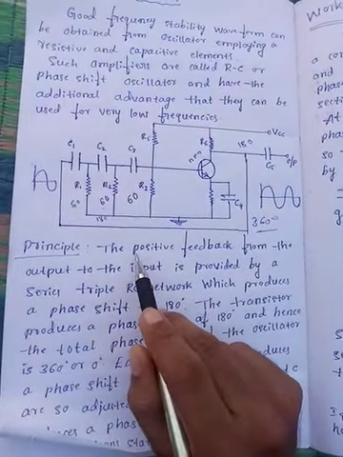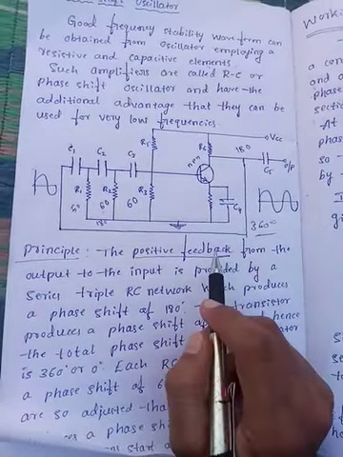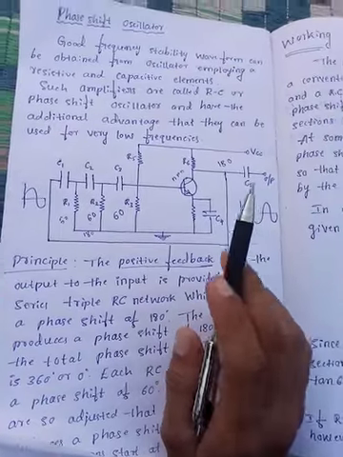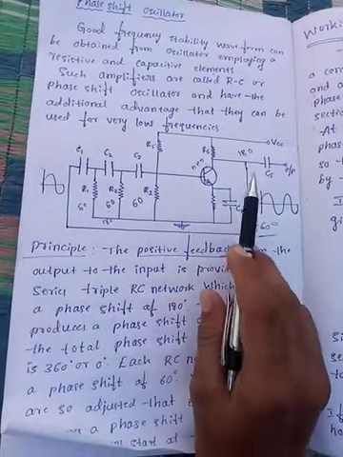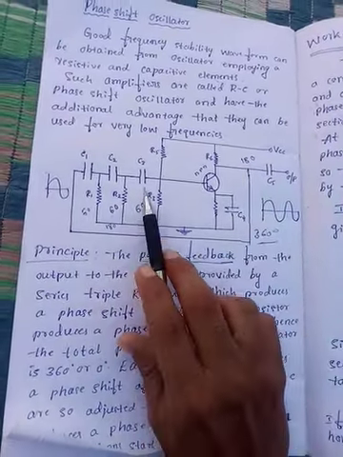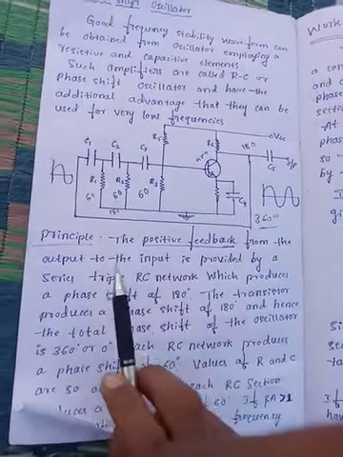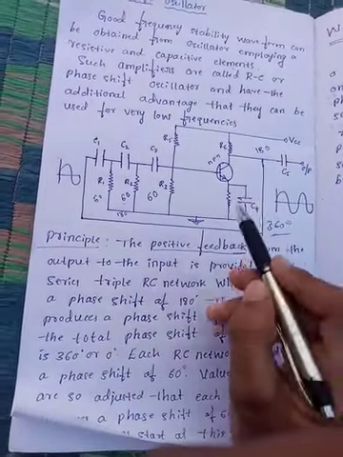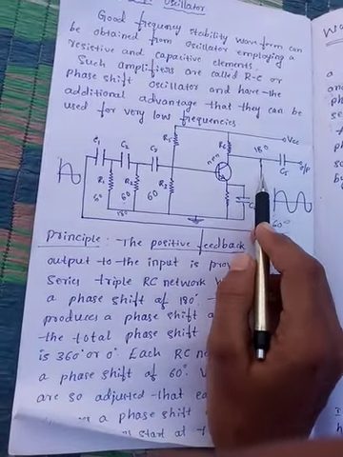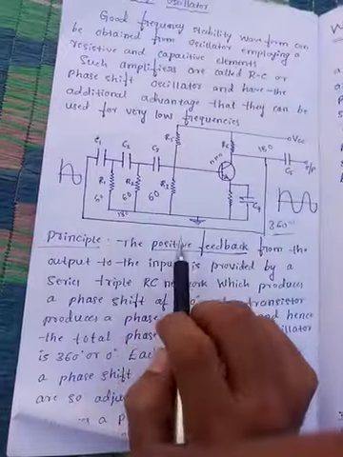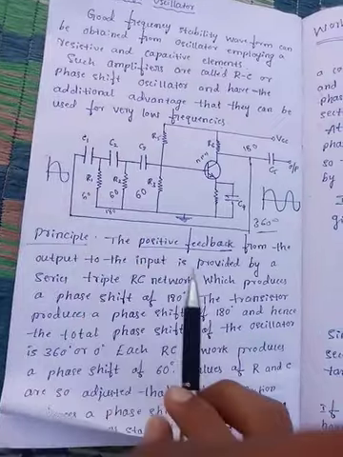So here we have used positive feedback. What do we mean by positive feedback? Positive feedback is when the circuit produces an output that is the same as that of the input. The circuit which provides the same output as the input is positive feedback. So this is the principle of this phase shift oscillator.